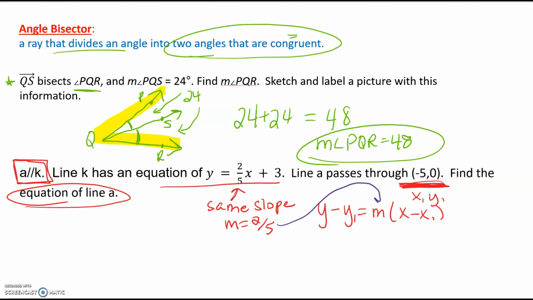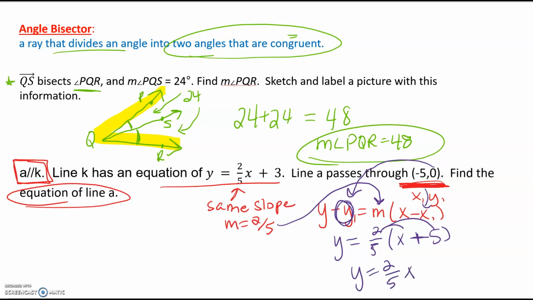So we said we're going to use 2/5 for our slope. Then we are going to plug in negative 5 right here for x1 and 0 for our y1. So nice over here when I plug in 0, that's all gone, so it's just y equals. Then I have 2/5 times x minus a negative 5. So this is going to become a big plus sign here. Okay, we're going to go ahead and distribute that. So I get y equals 2/5 x plus 2. So there is my equation of line A.